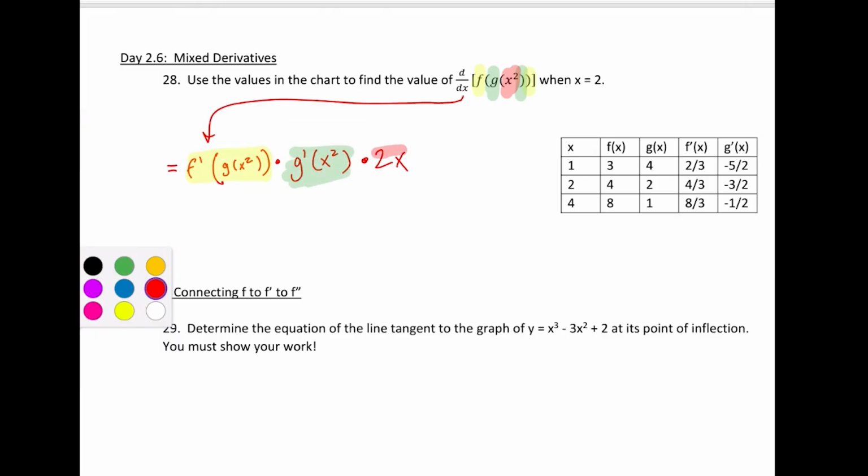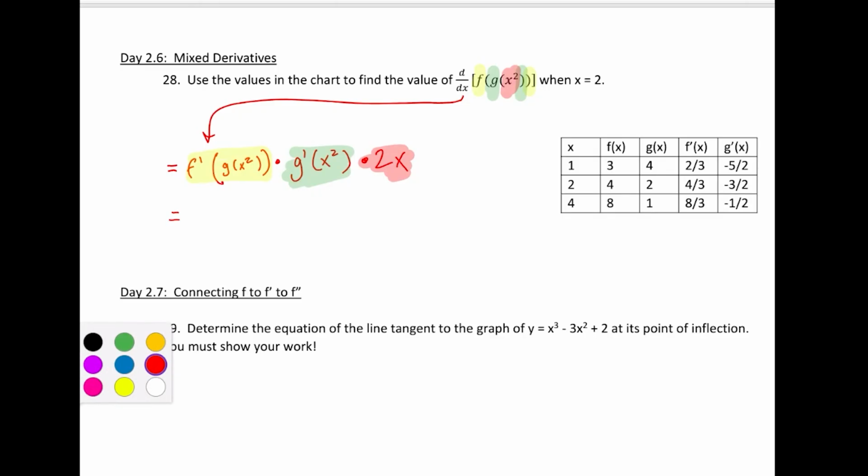If that helps, I don't know, but hopefully it helps a little bit. Okay, we just have a triple chain rule function going here. So now we can just evaluate. So when x equals 2, we're going to substitute that in here.